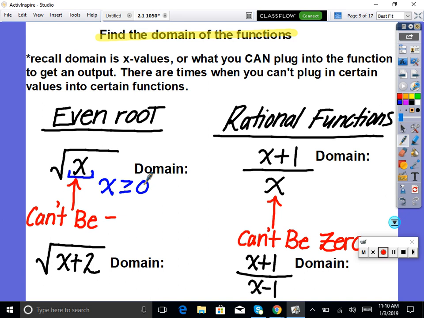We're going to write it in interval notation. So that in interval notation would say, starting at 0, we go to infinity. Because that's x is greater than or equal to 0. Easy stuff. Right. Okay. Moving on to this one's domain.